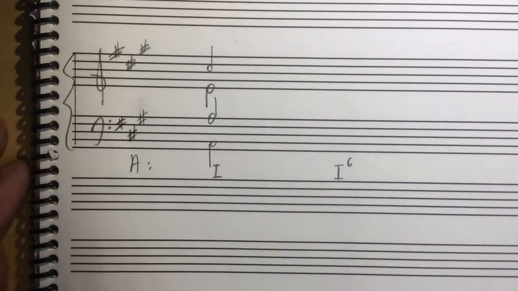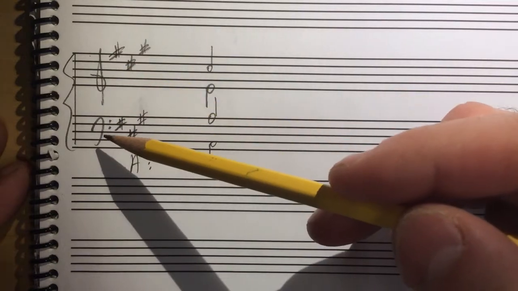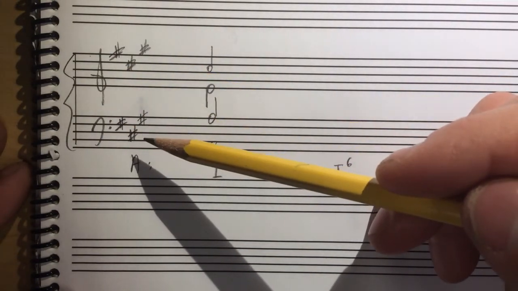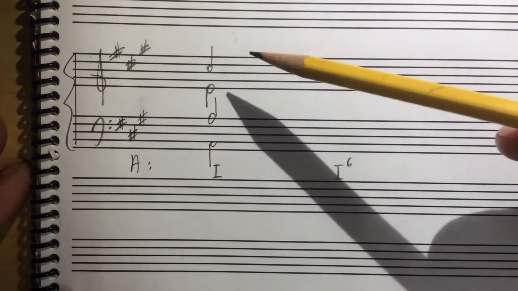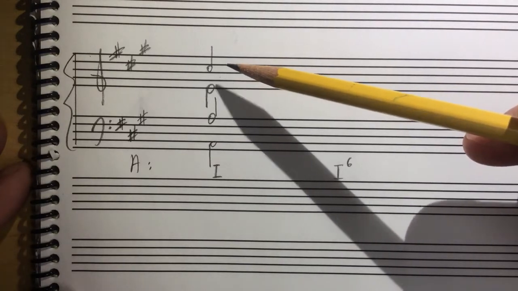Today I would like to talk about voice exchange in harmony. What I have set up here is treble and bass clef. The key signature is the key of A, and we have a one chord set in chorale style.